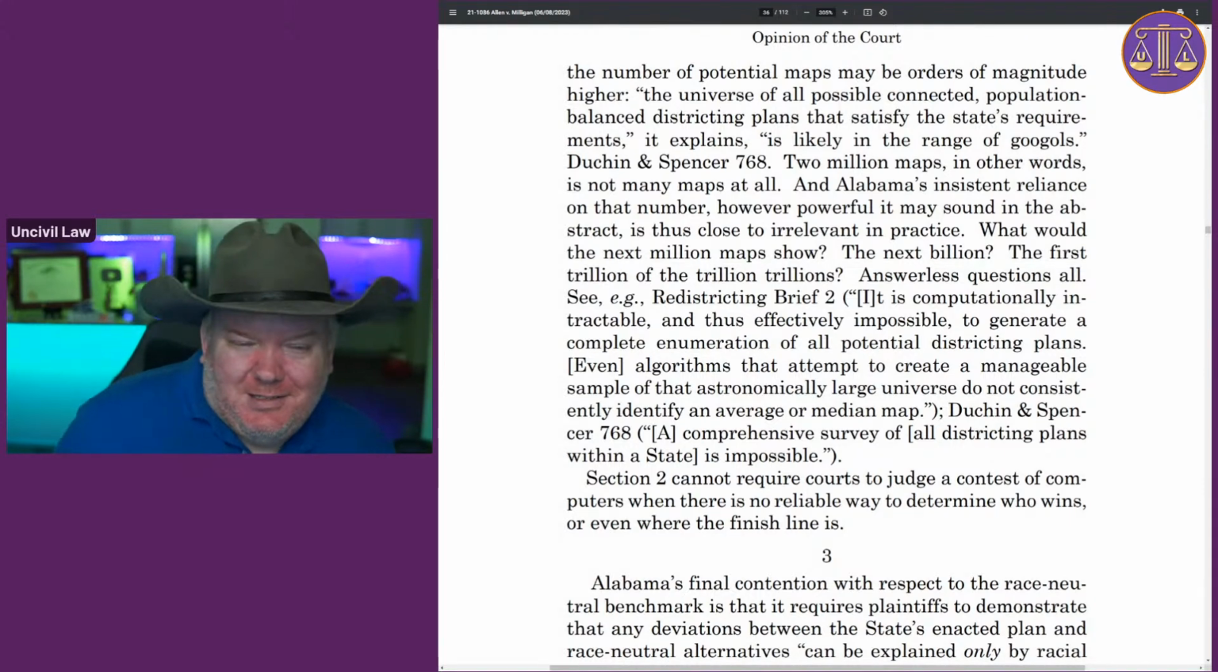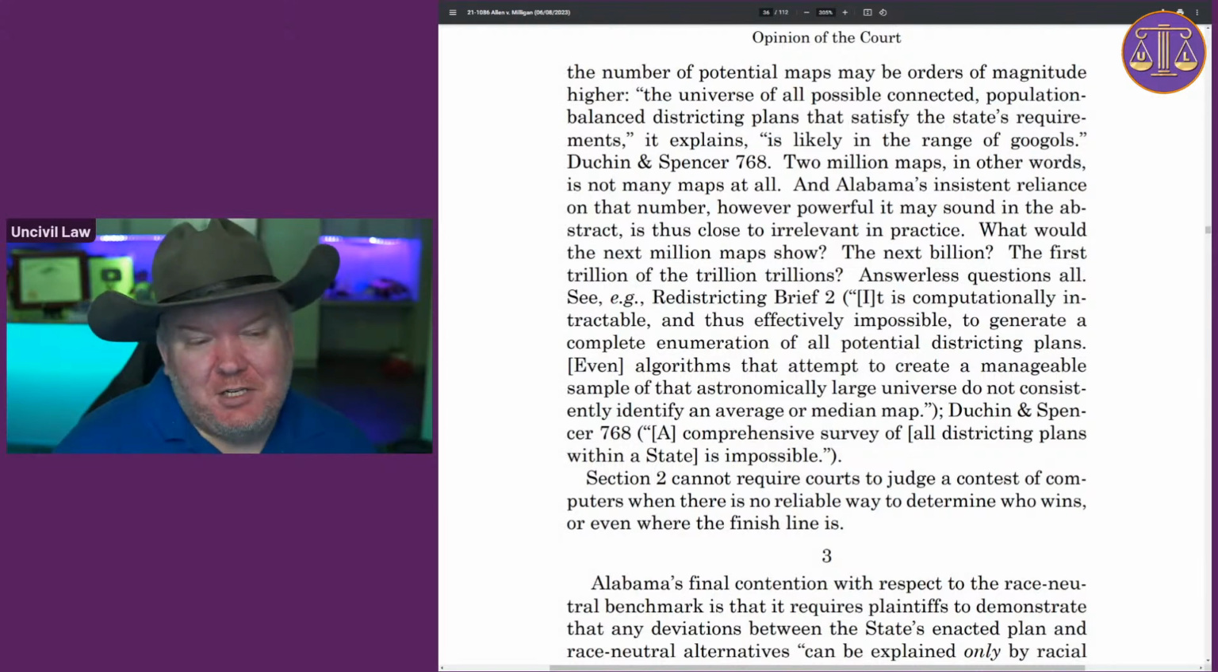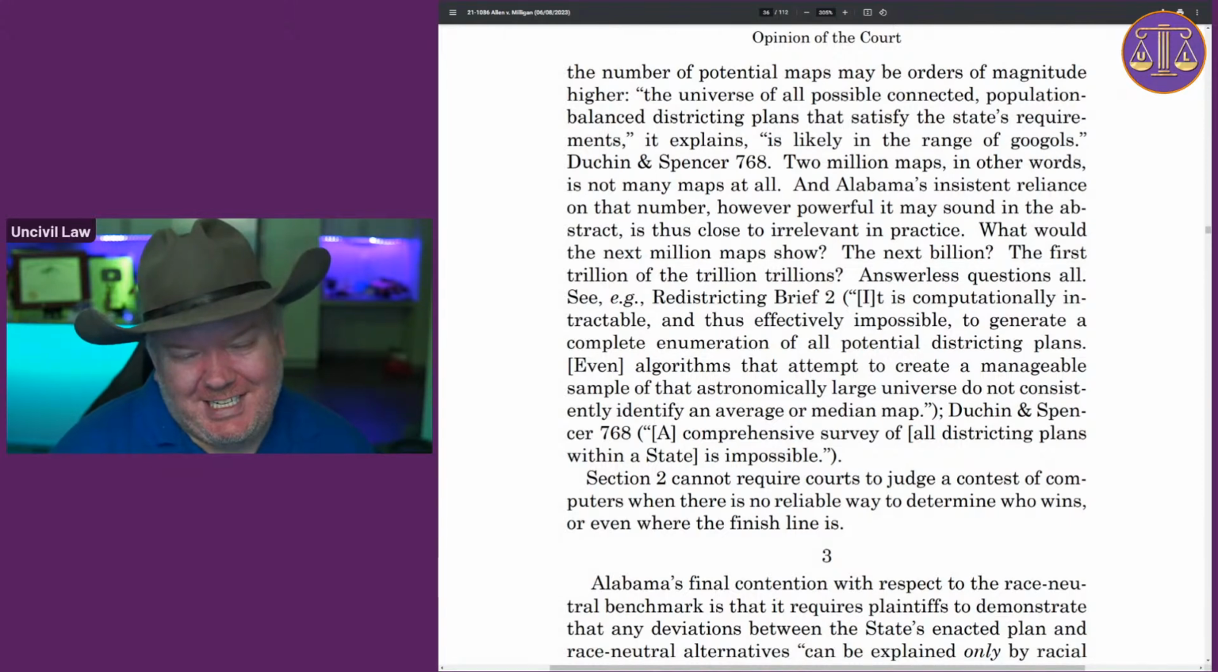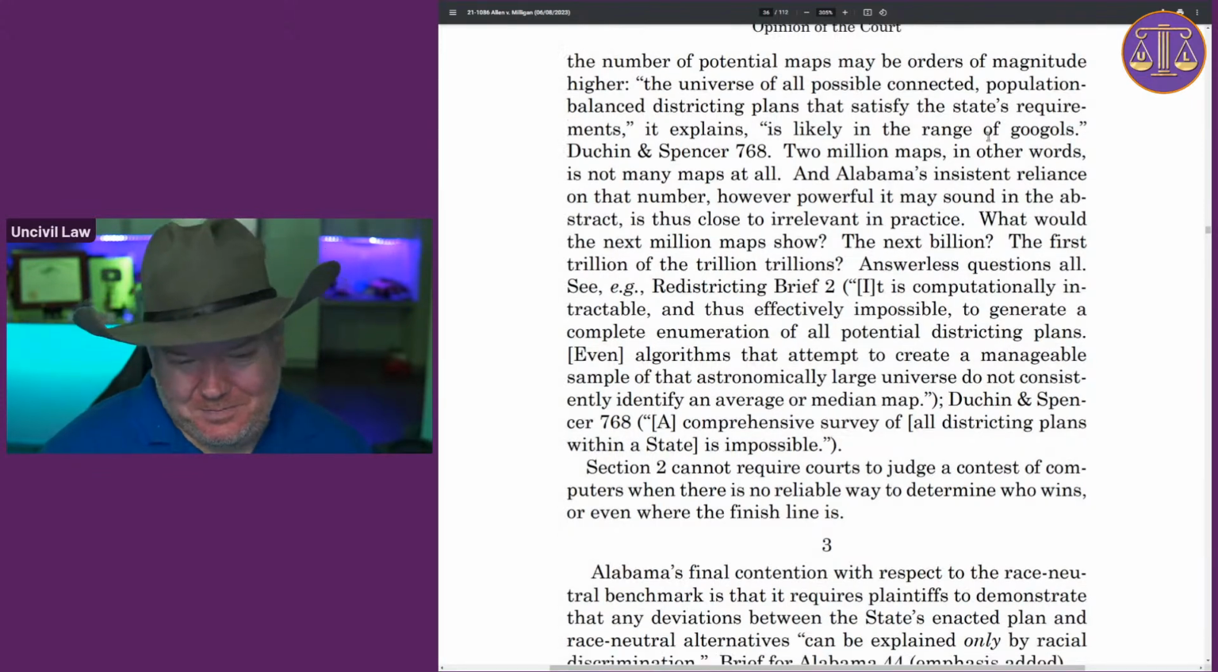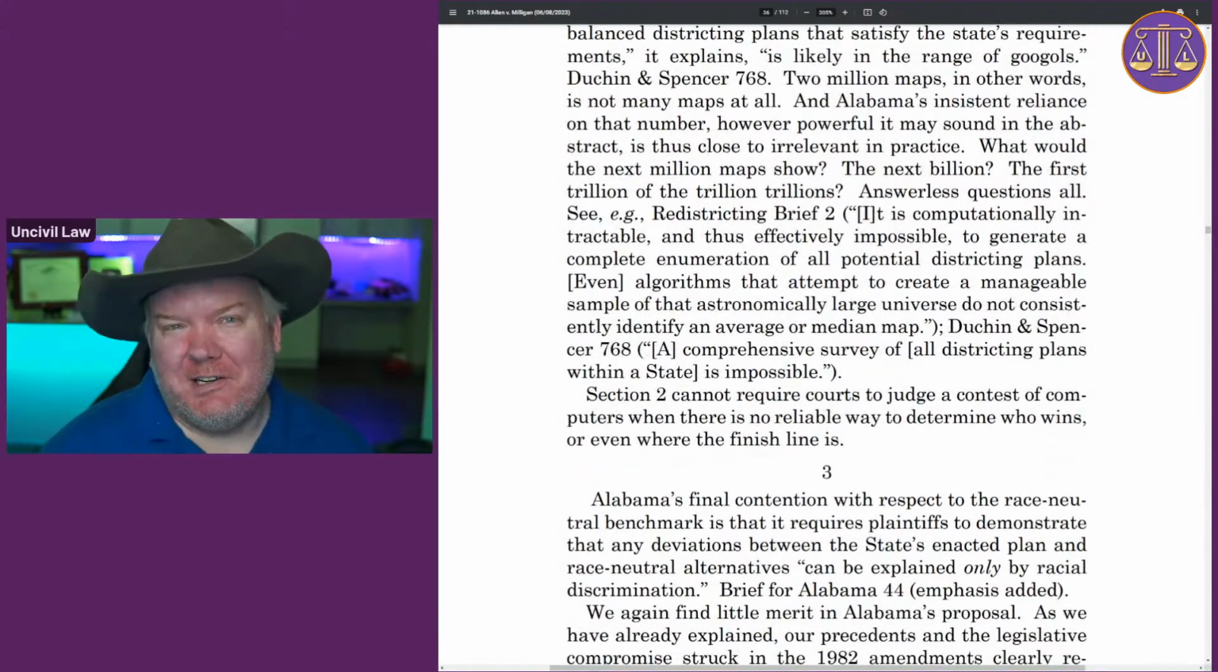Answerless questions all. It is computationally intractable and thus effectively impossible to generate a complete enumeration of all possible districting plans. Even algorithms that attempt to create a manageable sample of the astronomically large universe do not consistently identify an average or median. So all your computer simulations are worthless. Okay, well, that's one way to go. Computers suck. Maybe when you get quantum computing, give us another call.